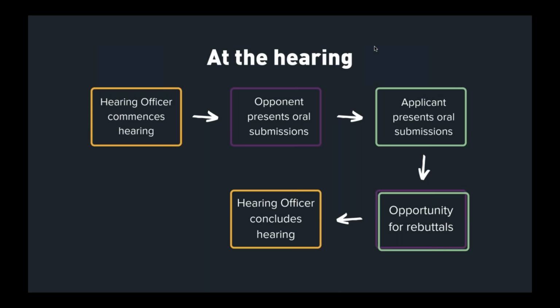At the hearing, the hearing officer will commence the hearing by reading out the formalities of the matter. The process then proceeds in the following way. The opponent will provide their oral submissions first, followed by the applicant. The hearing officer will also allow each side a chance to make final comments on any issues raised during submissions. The hearing officer will conclude the hearing and reserve their decision.